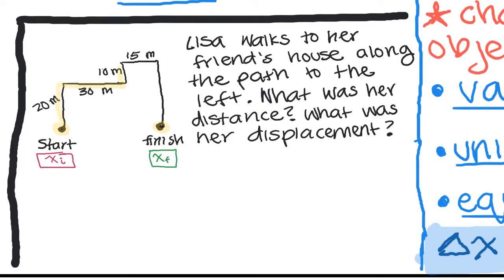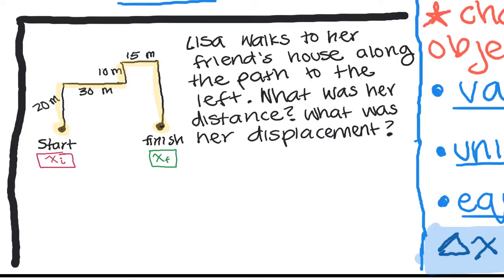So she goes north 20 meters, then she goes east 30 meters, then she goes north another 10 meters, then she goes east another 15 meters, and then she finally goes south, whatever this distance is. So it looks like we will have to solve for this distance right now.